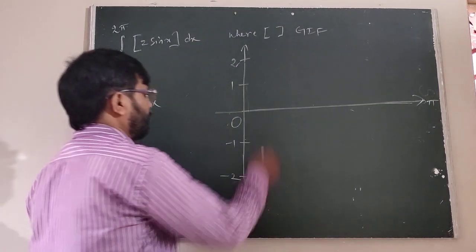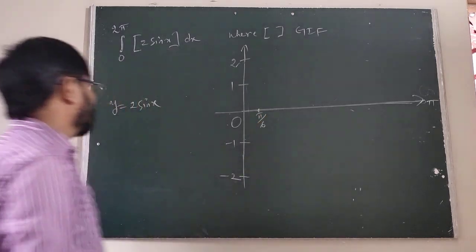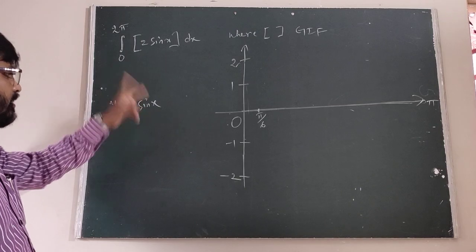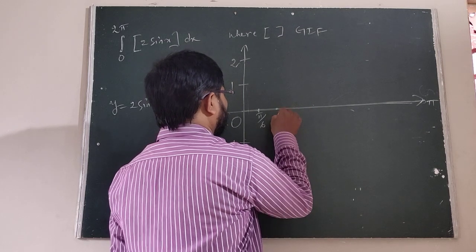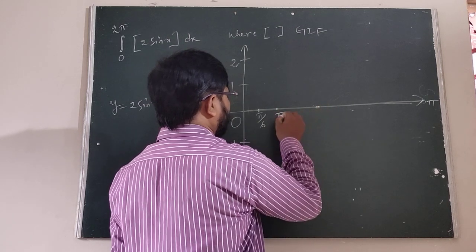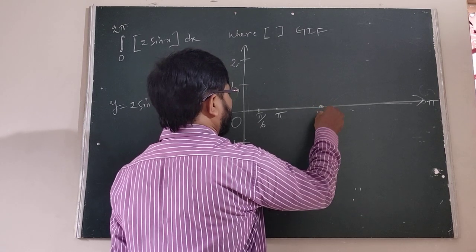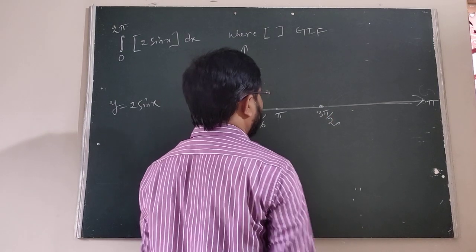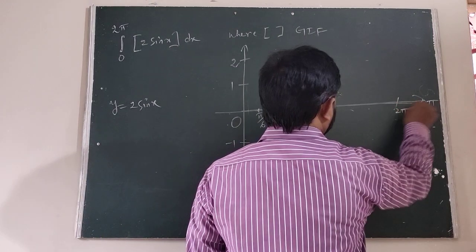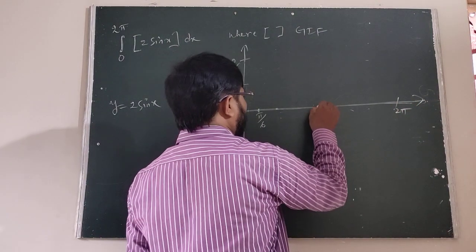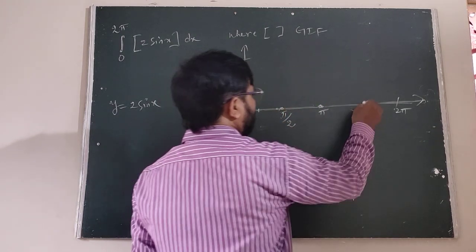Therefore we are taking pi by 6, since 30 degrees is pi by 6. After that we are taking 90. Sin 90 value is 1, that is 2. Here this is the pi. At the same time this is the 3 pi by 2. The total is 2 pi. Therefore we can take pi, this is pi by 2, this is 3 pi by 2.